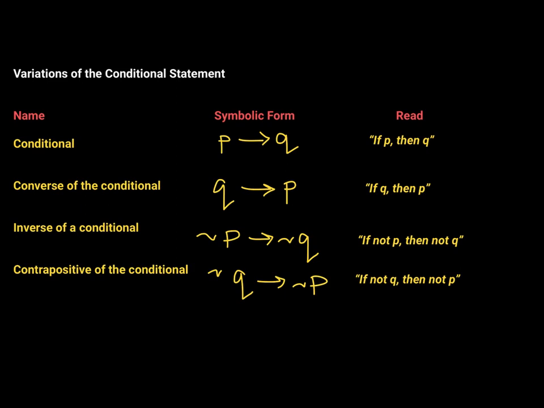Now, the question we really want to answer is, are any of these variations of the conditional statement equivalent? So you would have to construct a truth table to see this. But when you do, it reveals that the conditional statement, if P then Q, is equivalent to, are you ready? Which one of these three do you think it is? Is it equivalent to the converse? Is it equivalent to the inverse? Or is it equivalent to the contrapositive? This conditional statement is equivalent to the contrapositive statement.